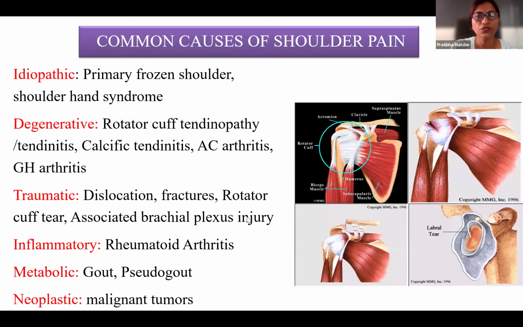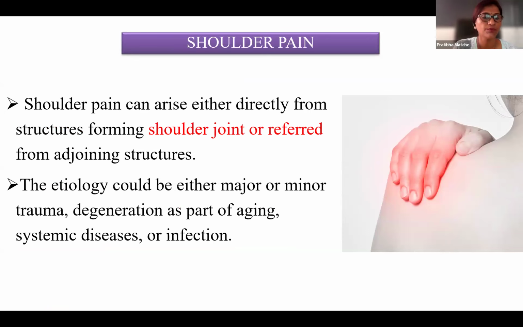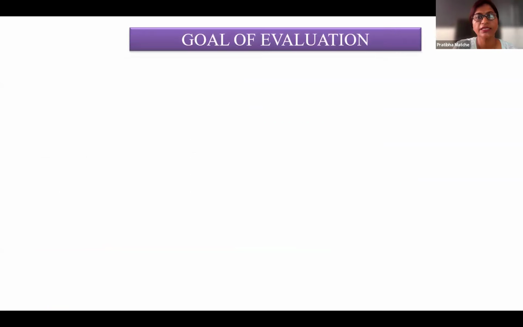So coming to the common causes of shoulder pain, we have the idiopathic causes like frozen shoulder, shoulder hand syndrome, degenerative pathologies, which we commonly come across as a pain physician, that is rotator cuff tendinopathy, calcific tendinitis, AC joint involvement, and osteoarthritis of the shoulder joint, and also traumatic, inflammatory, metabolic, and malignancy. Shoulder pain can arise either directly from the structures forming the shoulder joint, or it can also get referred from the adjoining structures, which is very important to know. The cause could be traumatic or degenerative, or secondary to systemic diseases and infections.